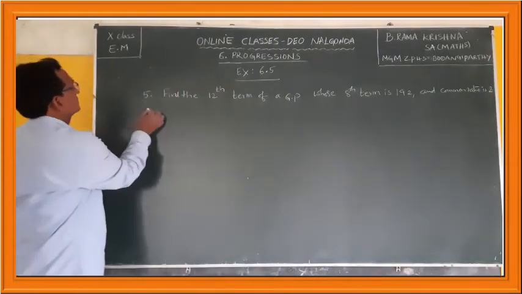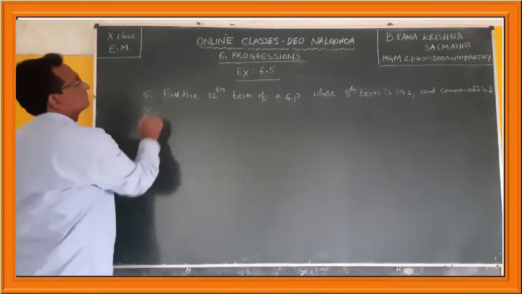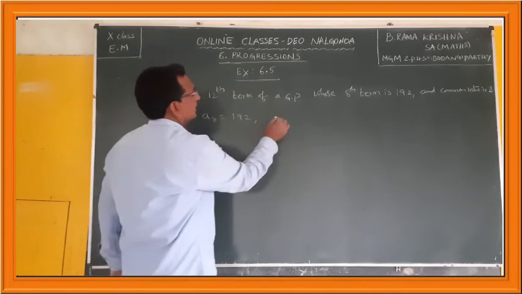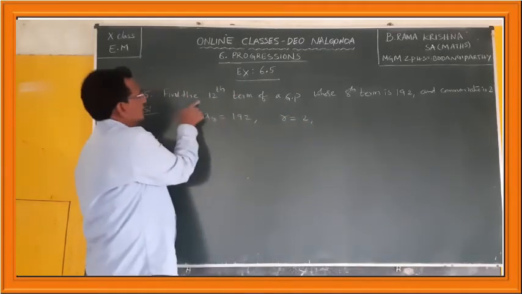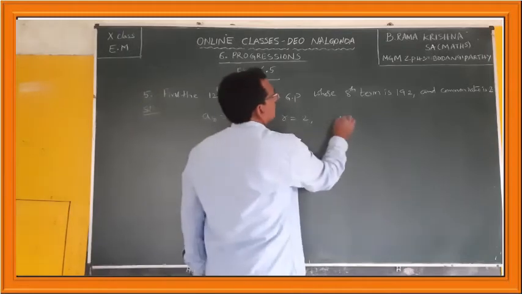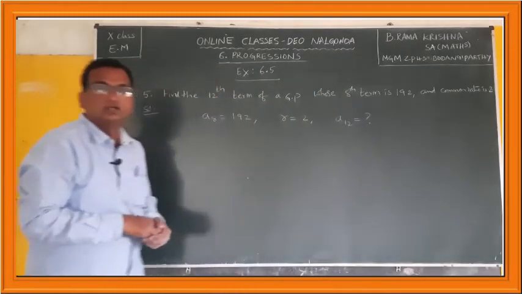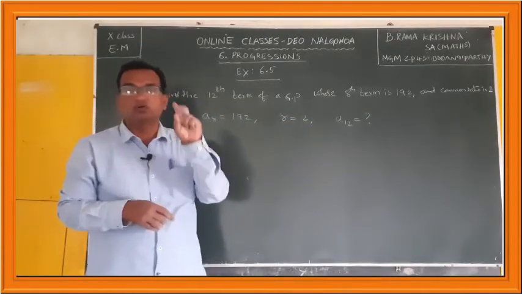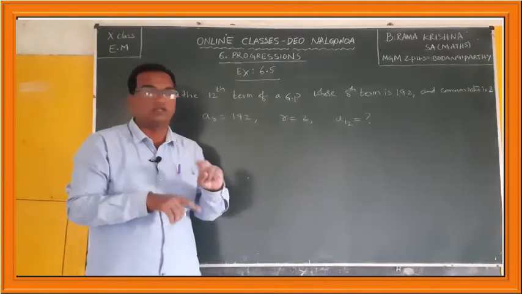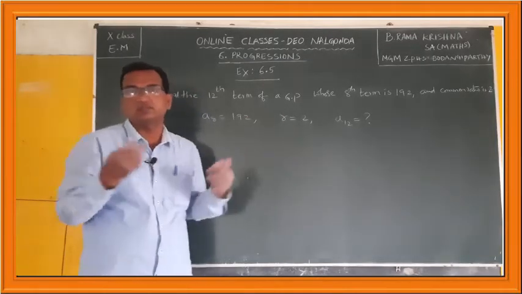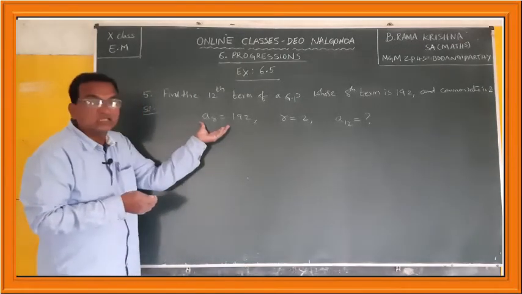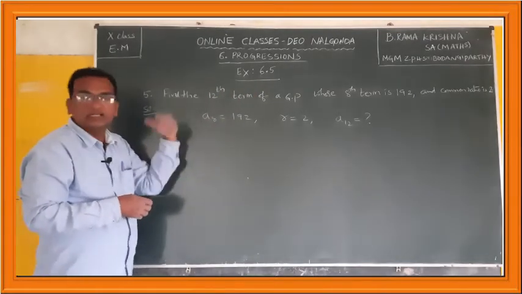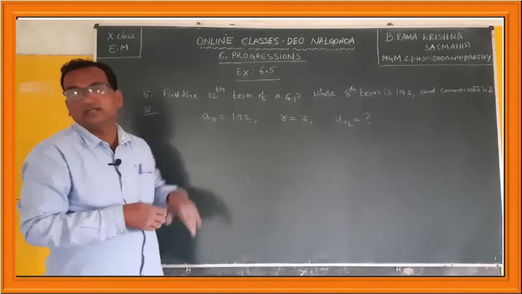So, write down the given things using notation. What are the given things? A8 is equal to 192 and R is equal to 2. What is he asking us to find? The 12th term. So, you are asked to find out the 12th term. How to find this? Any term can be found if you know only 2 things. What are they? First term and common ratio. Here the common ratio is given, but the first term is not known. Then how to do? Using the additional information, you can find out the first term. After getting the first term, using the common ratio you can find A12.